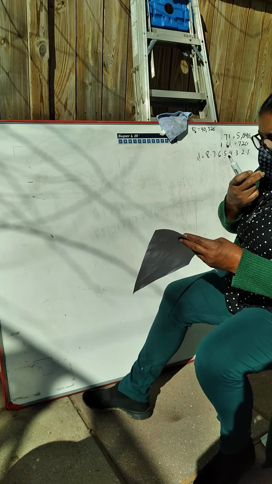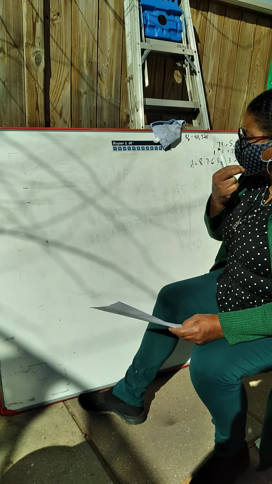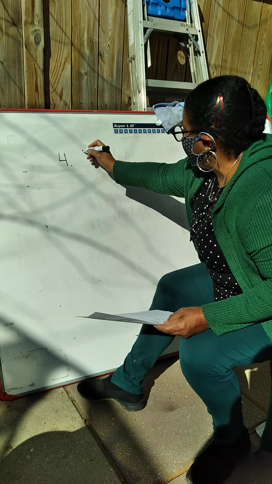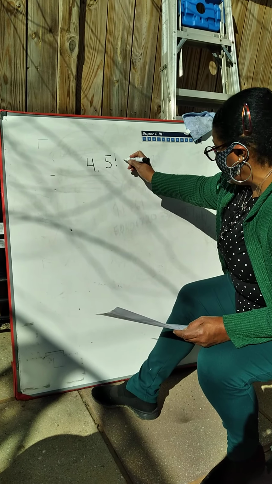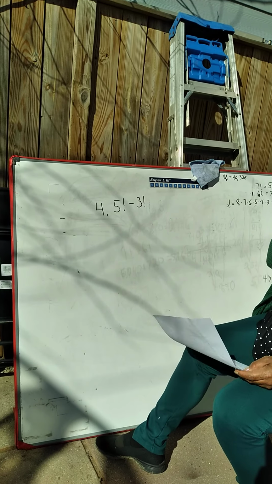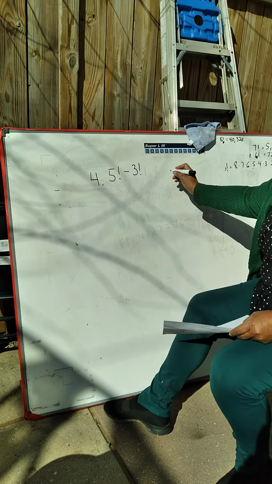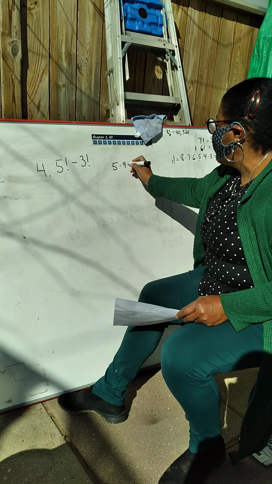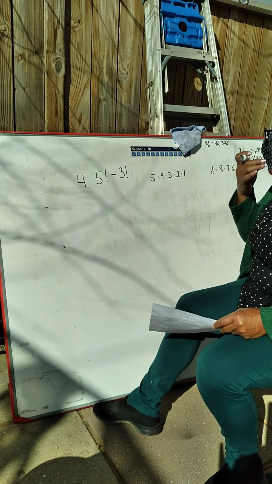Yeah, cool. All right. So we are going over our homework from yesterday. Number 4, which was 5 factorial minus 3 factorial. The first thing you need to do is find out what 5 factorial is. So that would be 5 times 4 times 3 times 2 times 1.